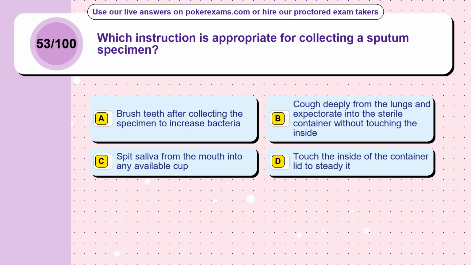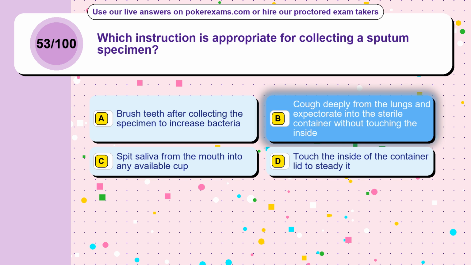Question 53. Which instruction is appropriate for collecting a sputum specimen? Option A. Brush teeth after collecting the specimen to increase bacteria. Option B. Cough deeply from the lungs and expectorate into the sterile container without touching the inside. Option C. Spit saliva from the mouth into any available cup. Option D. Touch the inside of the container lid to steady it. The correct answer is option B.